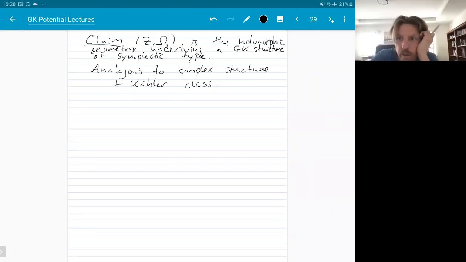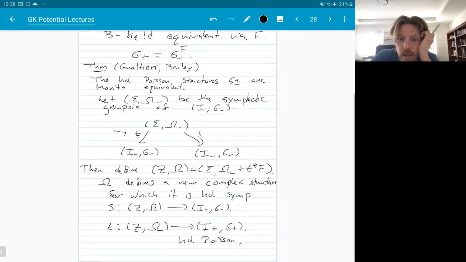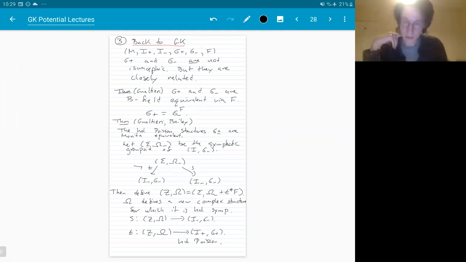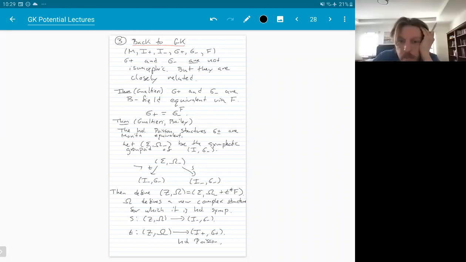Sorry, Francis, could you go to the previous page? Yeah. And sorry, okay, I see. Yeah, because sigma minus is invertible in this setting, so it has a symplectic groupoid, I guess. Sorry. In this setting, is sigma minus invertible?